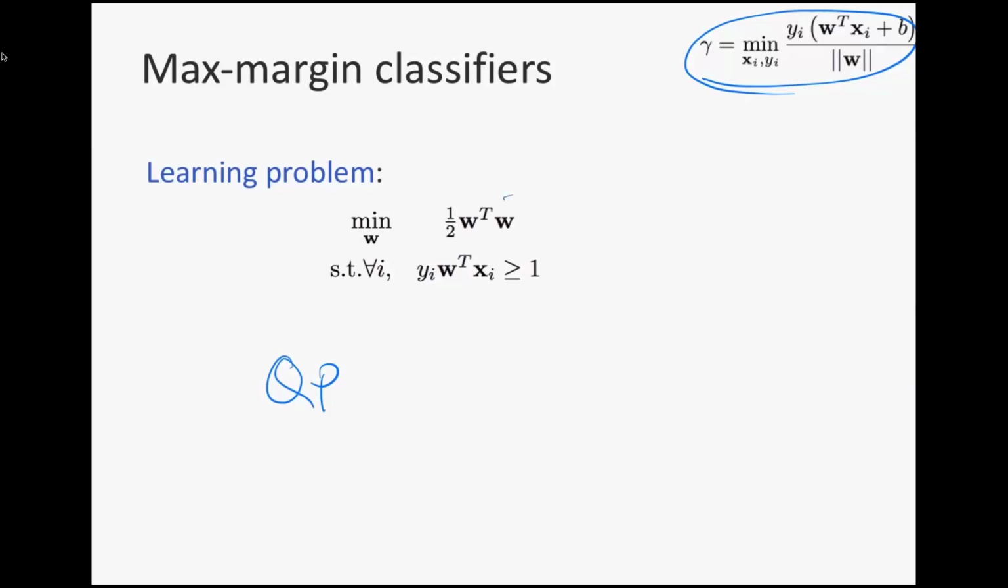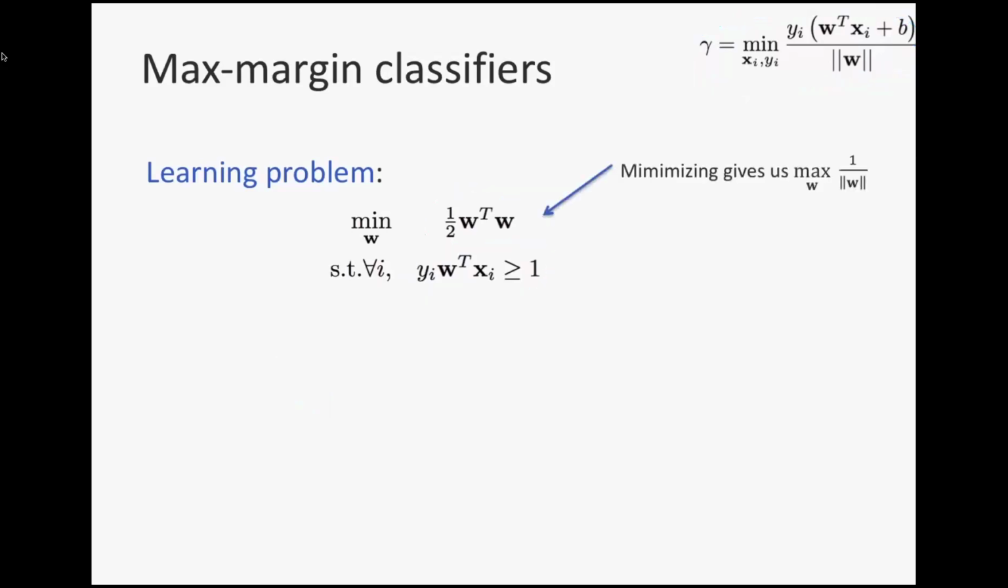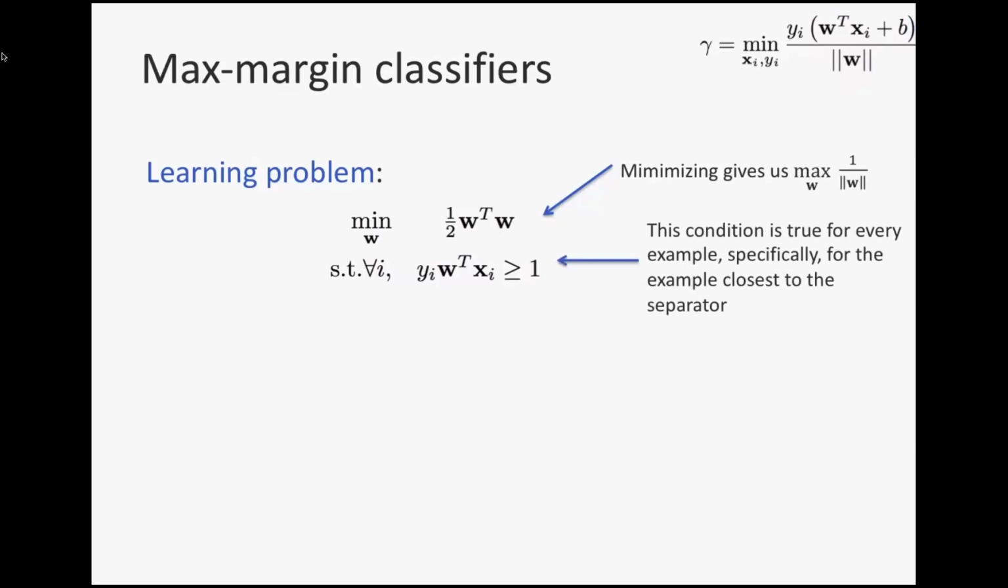Let's look at this learning problem. It has an objective and some constraints. The objective says minimize half the norm of W. Minimizing half the norm of W is equivalent to maximizing 1 over the norm of W, and that is equivalent to saying I want to maximize the margin such that the closest point has a functional margin of exactly 1.